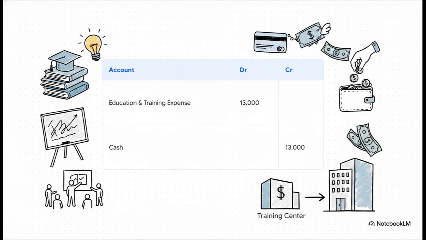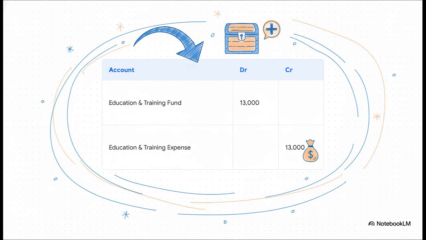We record the expenses by debiting the education and training account for 13,000 pesos. This recognizes the economic cost of the training we just did. On the flip side, we credit cash for 13,000 pesos. This is the hard cash actually leaving the cooperative's bank account to pay the trainers, rent out the venues, or buy all the materials.